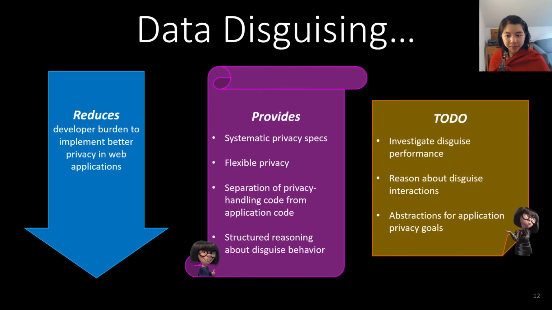However, data disguising at present is far from being solved. We need to answer some important questions, namely how disguises affect application performance, how disguises interact with each other and with application queries, and what abstractions are needed to communicate application privacy goals.